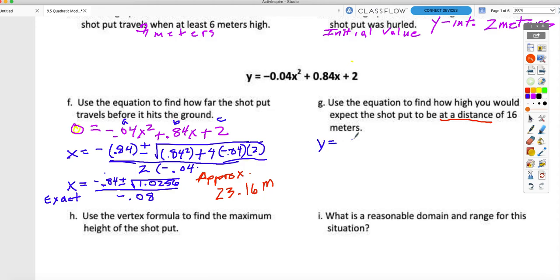So y is equal to negative 0.04. And when you substitute, you always use parentheses. You've got to take care of multiplication. There's 16 squared plus 0.84 times 16 plus 2. And since everything is filled in, I have absolutely no variables. I can run that right through my calculator without any changes. And that's going to tell me that y is equal to a height of 5.2 meters.